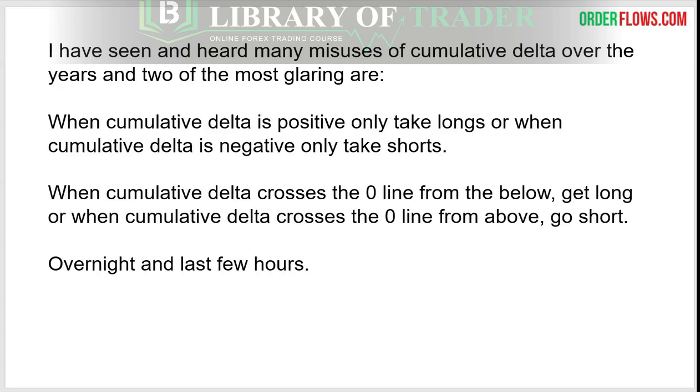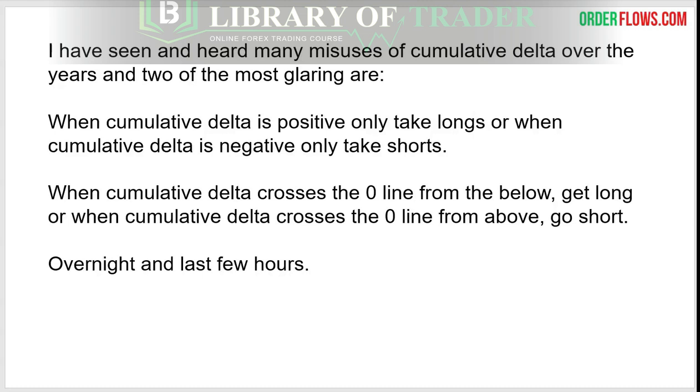Another way is I see people turn it basically into an oscillator, right? What they'll do is, when cumulative delta crosses the 0 line from below, they get long. So the market's coming up, finally crosses the 0 line, so they get long. Or cumulative delta crosses the 0 line from above, meaning the market's been selling off, and they get short.